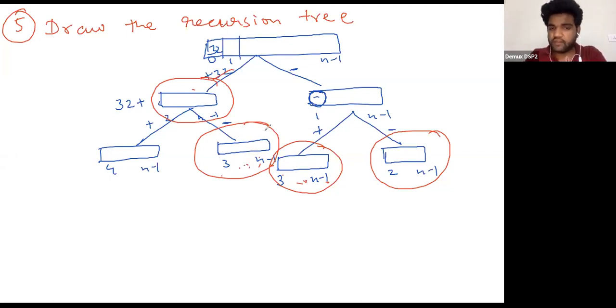I can just solve it once and use it in both the places. Correct? Do you understand this idea? How many of you understand this idea?